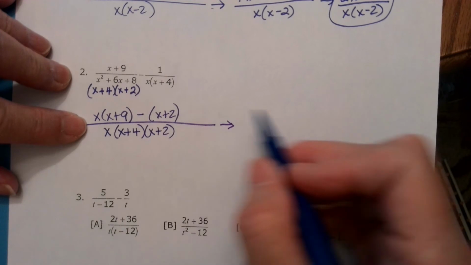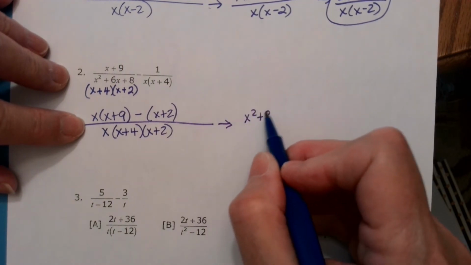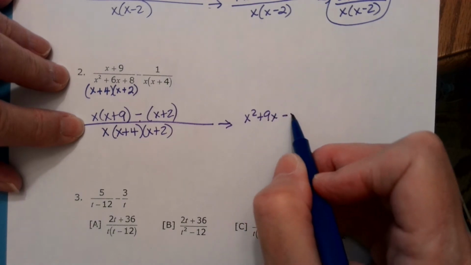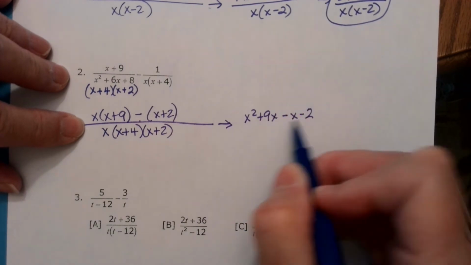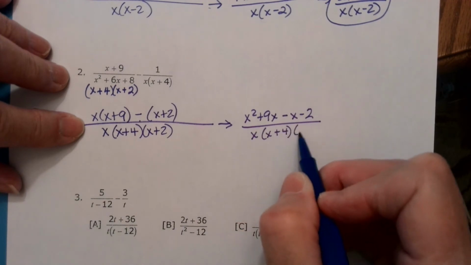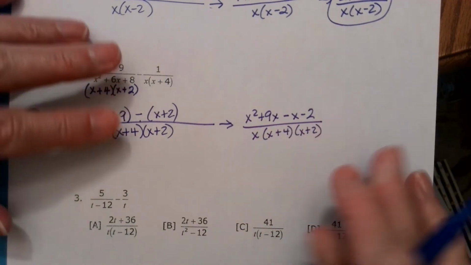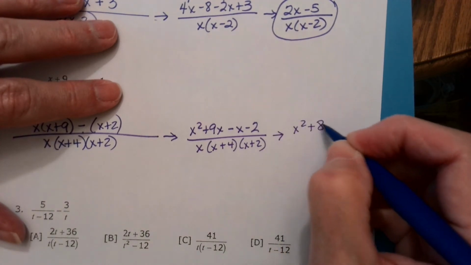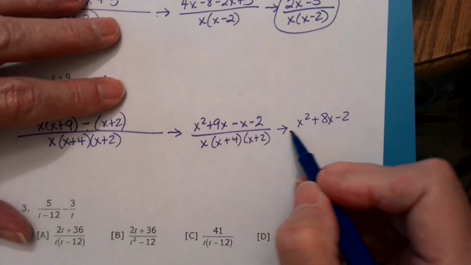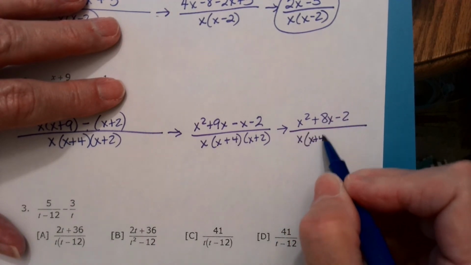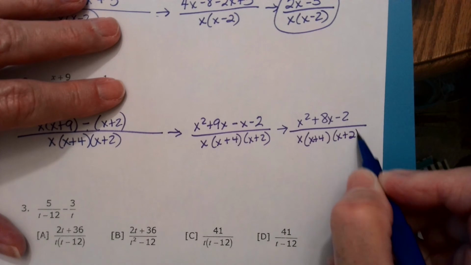So when we expand this out, we get x squared plus 9x. But this minus has to be distributed through. So negative x and negative 2. Remember, don't multiply the bottom out. Okay, so what is this? This is x squared plus 8x minus 2. That cannot be factored in the trinomial factoring method that we've learned. So you're going to leave it just as it is.